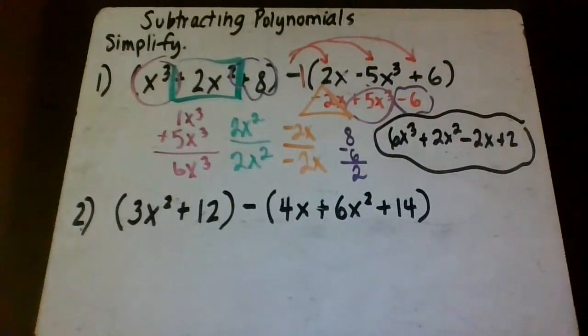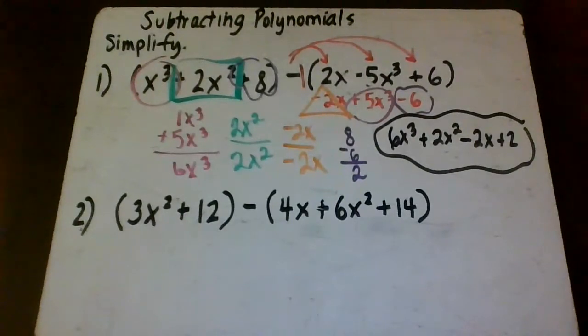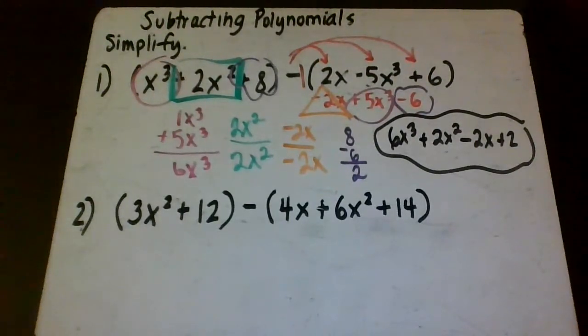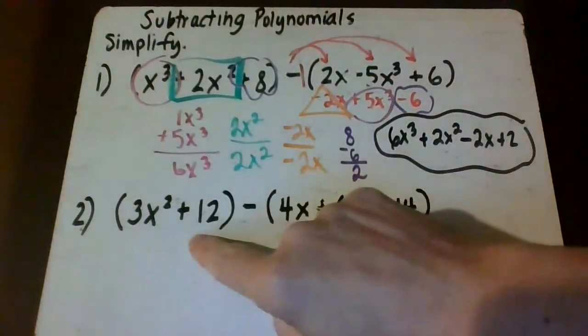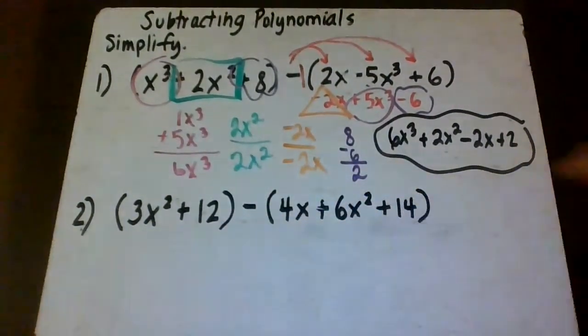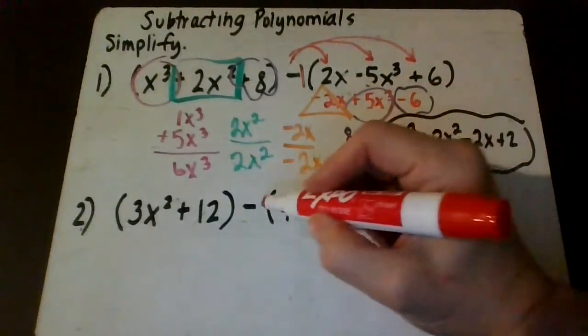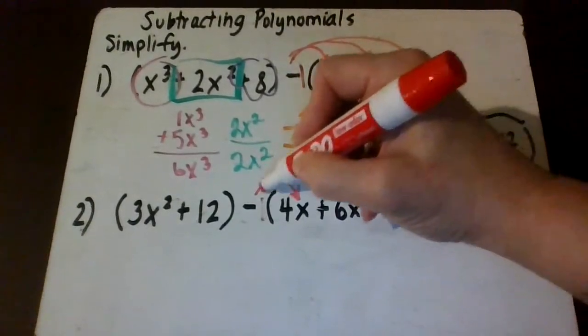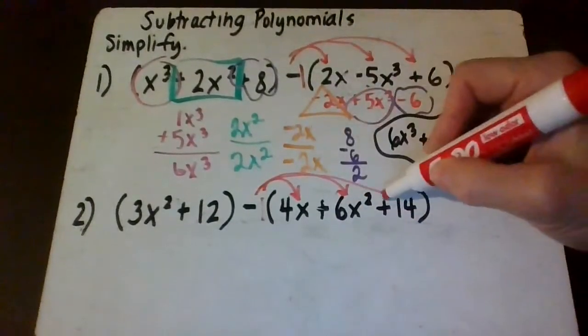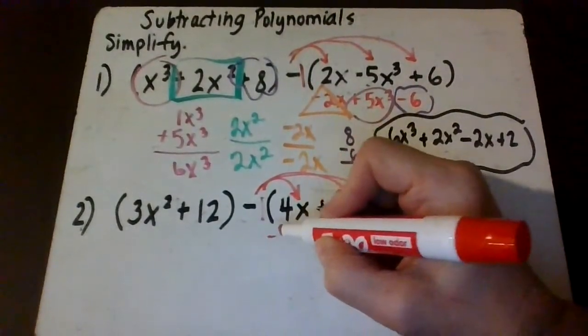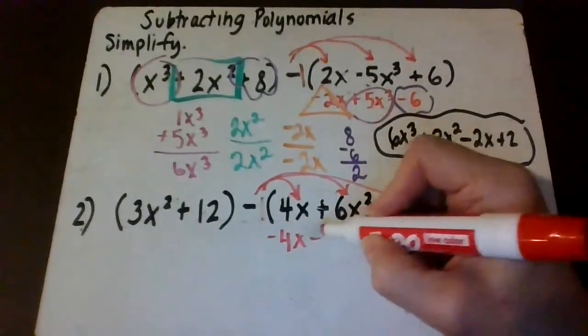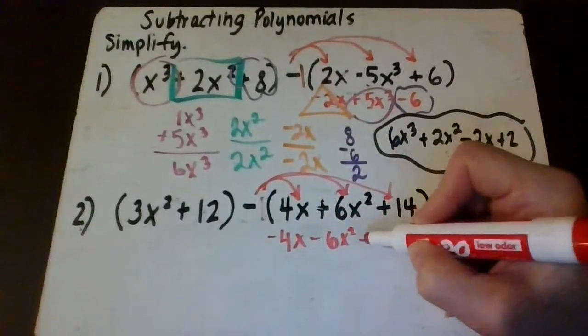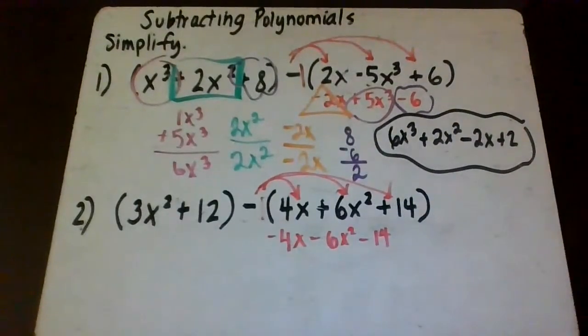All right, so next one, I took it up a notch. Oh, no, I didn't. I lied. I didn't take it up a notch. I have this polynomial. I just have a negative here. So again, my first step is to distribute that -1 to every term in the polynomial. Be careful. It's got to go to everyone. So that'd be -4x minus 6x squared minus 14.